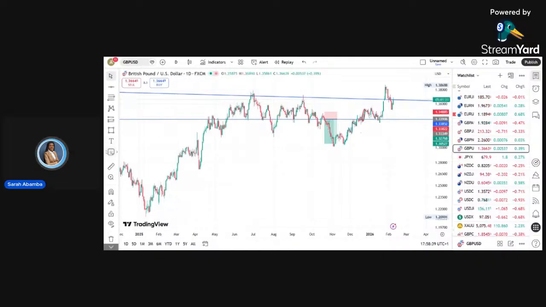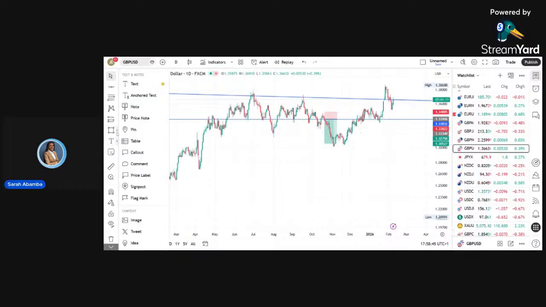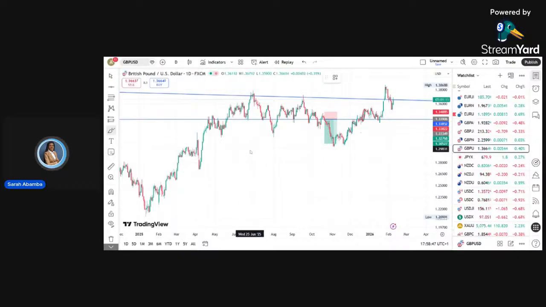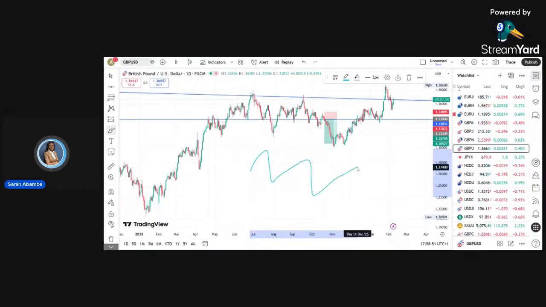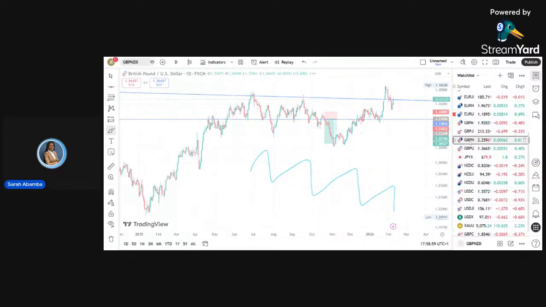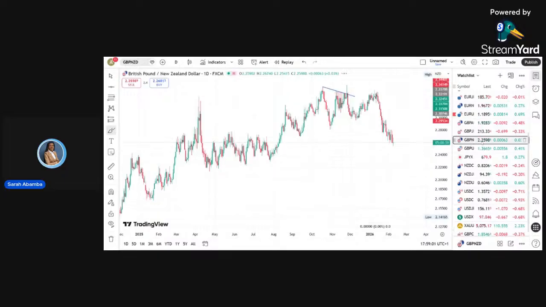There's something I used to call diagonal resistance. I will draw that for you. Diagonal resistance, so it's something like this, and support. It happens in a trending market. No, let me take this out. It's not satisfying. Let me go to another pair.